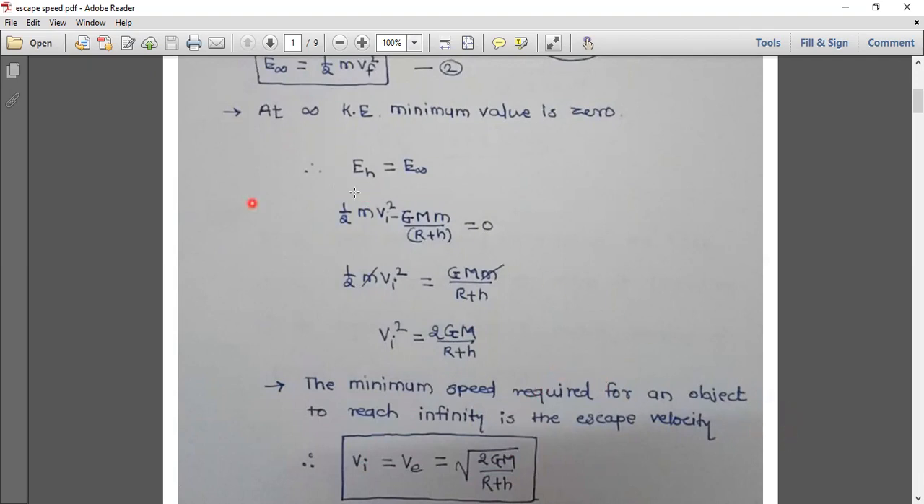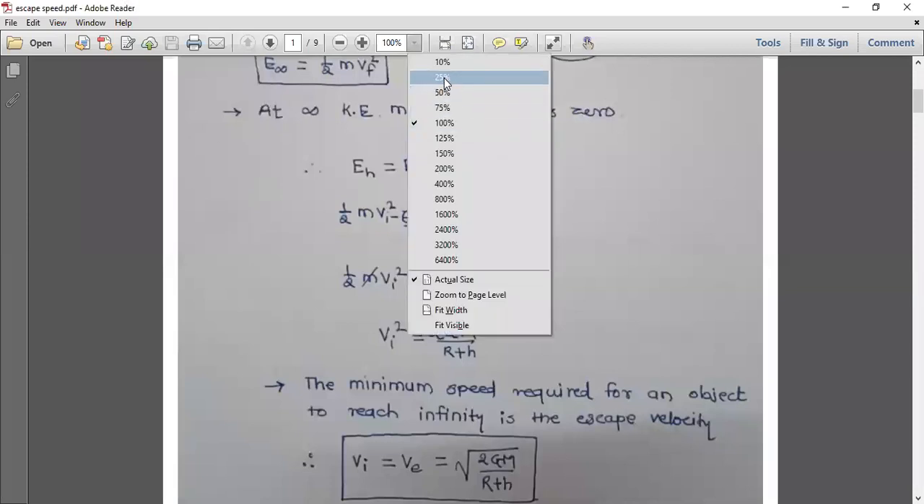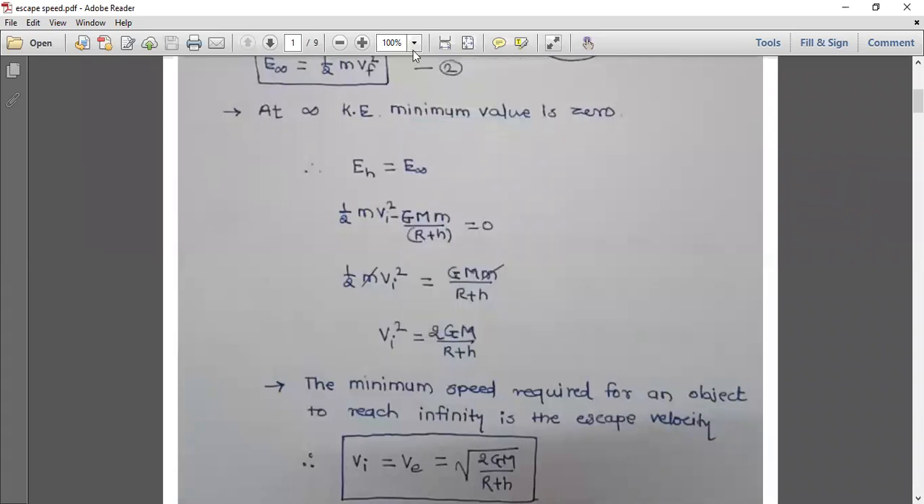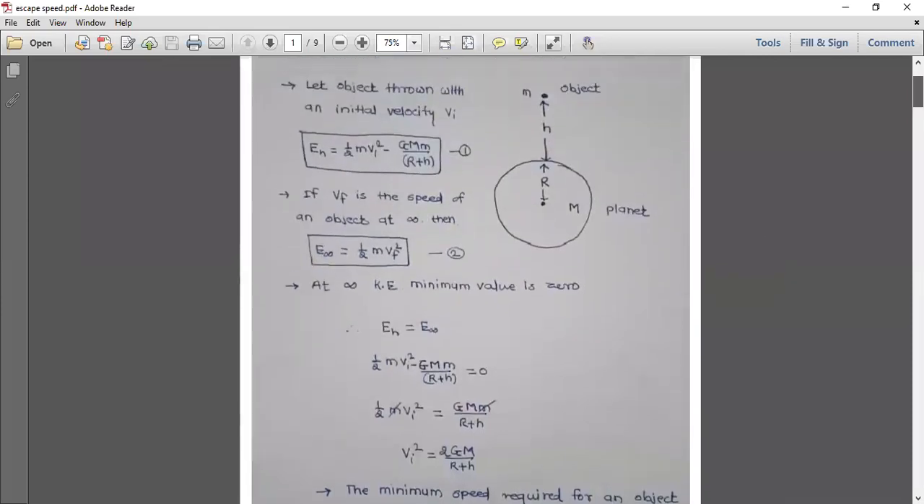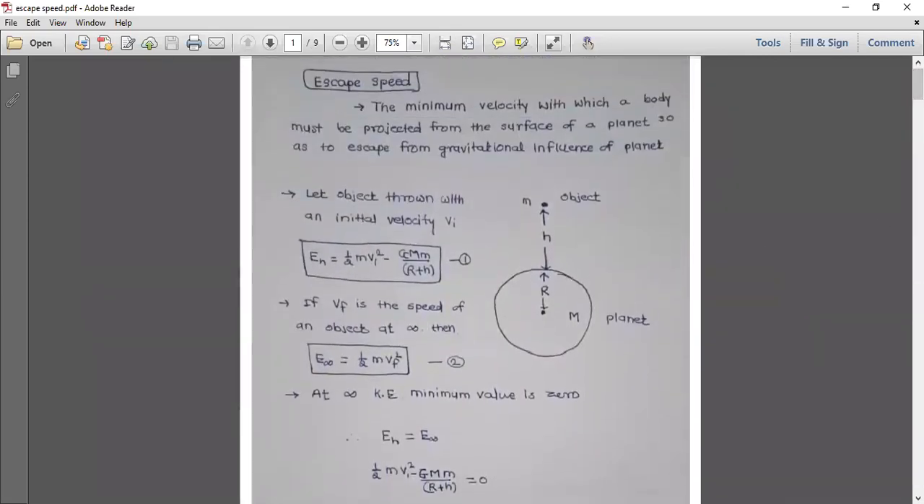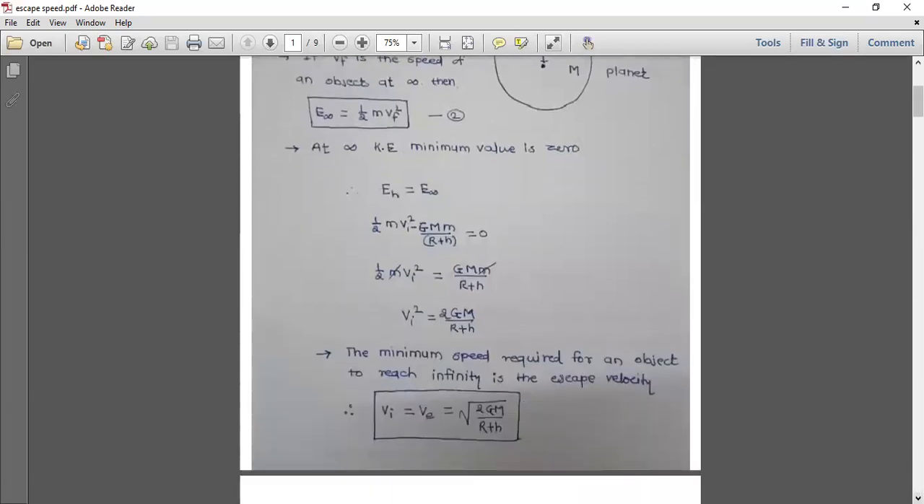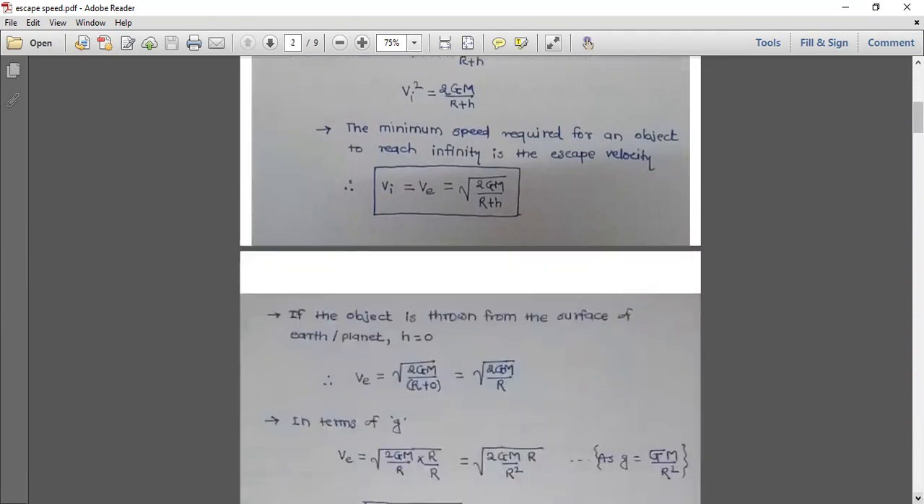You can pause the video and note down the notes. So see here, this is escape speed. Okay. Complete this, you can note down. Pause and note down. Yes. Okay. Let's move ahead now.